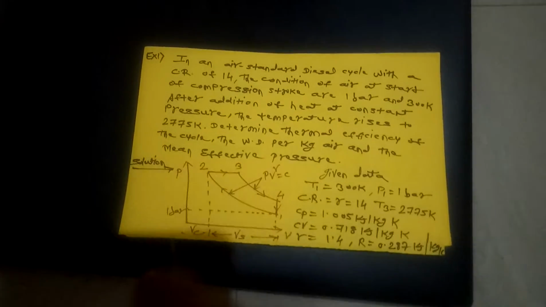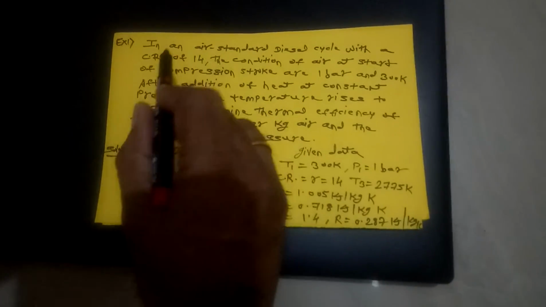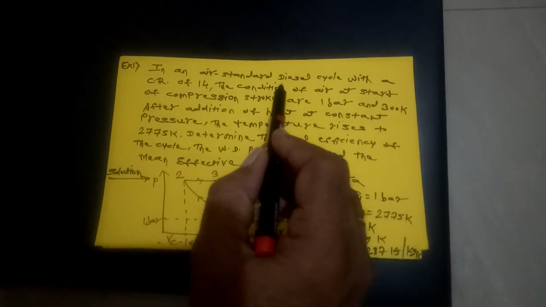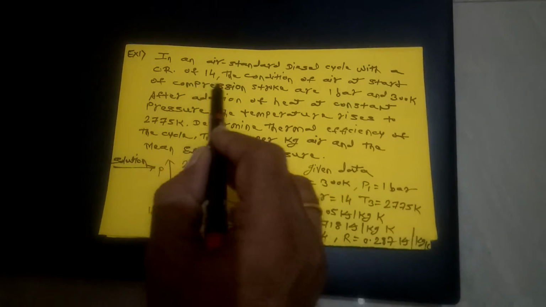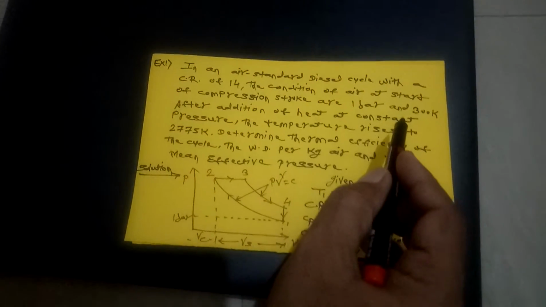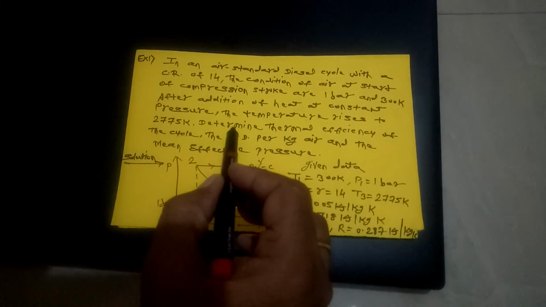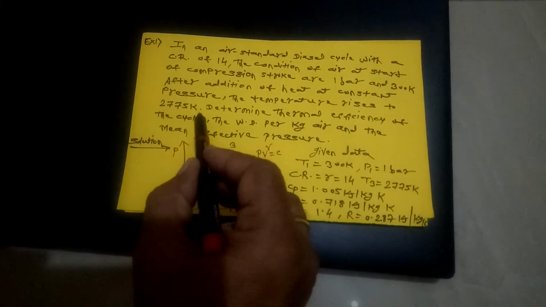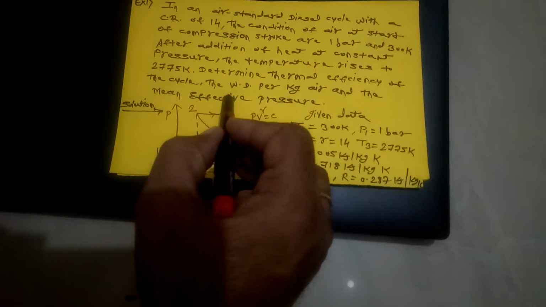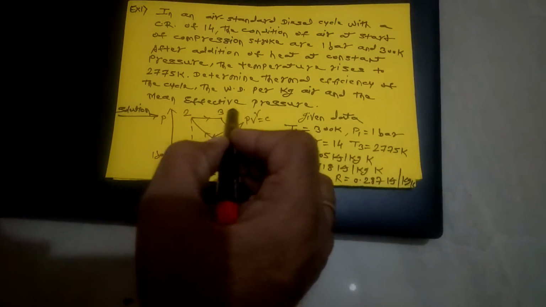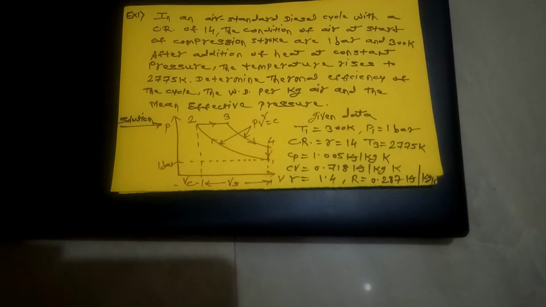Students, today we will see one numerical on diesel cycle. So let us see first the problem statement. In an air standard diesel cycle with a compression ratio of 14, the condition of air at start of the compression stroke are 1 bar and 300 degree Kelvin. After the addition of heat at constant pressure, the temperature rises to 2775 degree Kelvin. Determine thermal efficiency of the cycle, the work done per kg of air, and the mean effective pressure of the cycle. So this is a problem based on the diesel cycle.